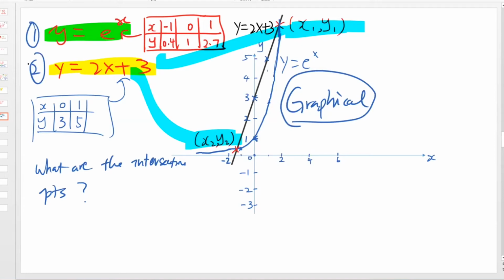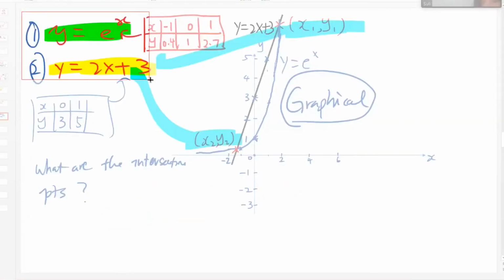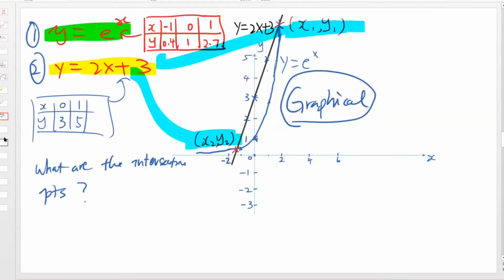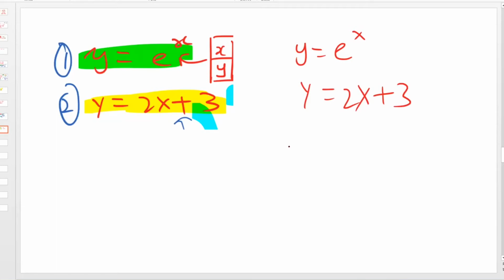If you don't use the graphical method to solve, then you need to use the mathematical method to solve these two. How do you solve these two? You solve it like simultaneous equations. How do you do it? Just equate these two. And then how can you continue? You ln both sides, right?